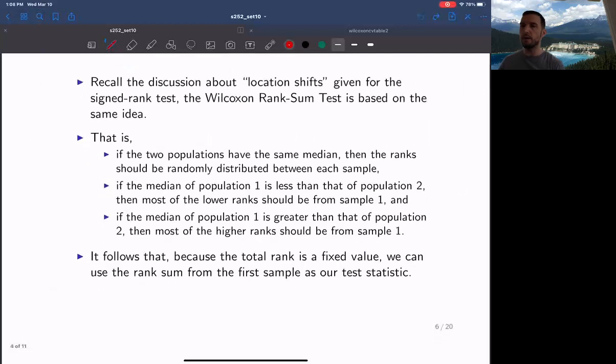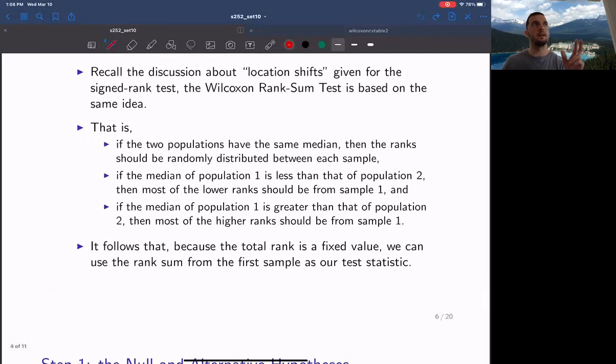We have already talked about the idea of a location shift when we studied the paired sampling techniques in lecture set number 9. So the idea here is pretty much the same. We have 2 different populations, and what we're trying to do is determine if the centers of those distributions are not aligned with one another. So we're basically asking if there's evidence that the center of one of the distributions is different from the center of the other distribution.